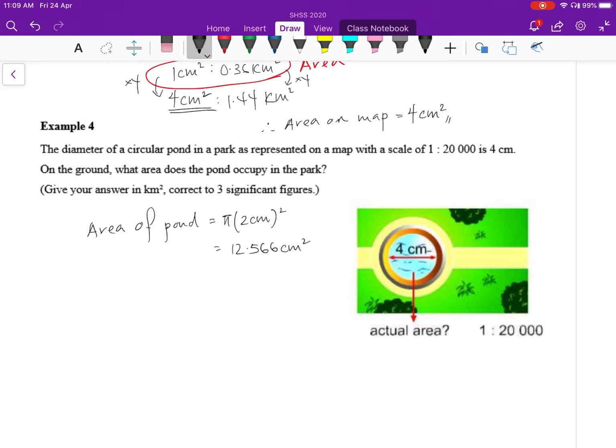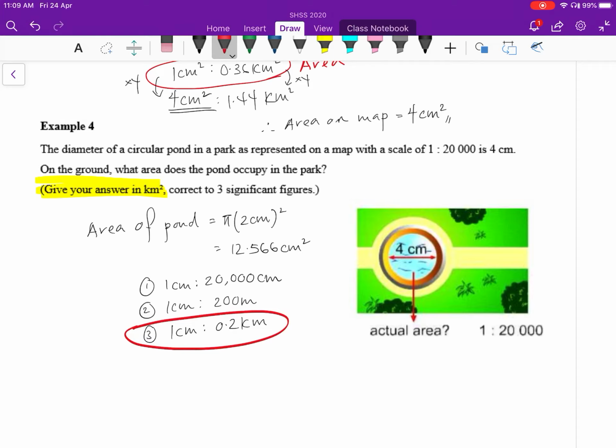Now it says the map is 1:20,000. Again, I do the same thing. 1 cm is to 20,000 cm. Change it cm to meters. Change it again cm to km. Now, the question says, on the ground, what area does the pond occupy in the park? Which means actual area, and they want you to give your answer in kilometers square. So which one do we choose? We choose the third one. 1 cm is to 0.2 km.